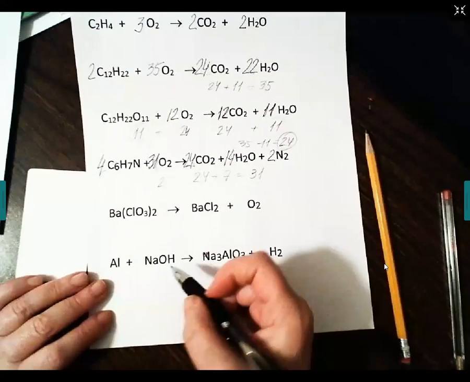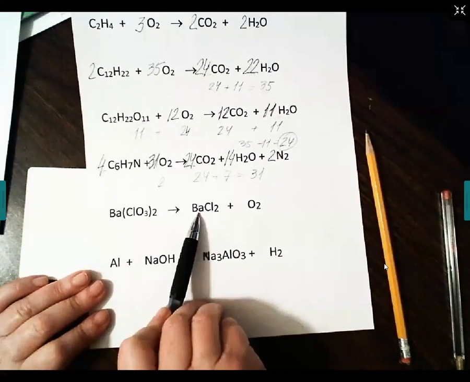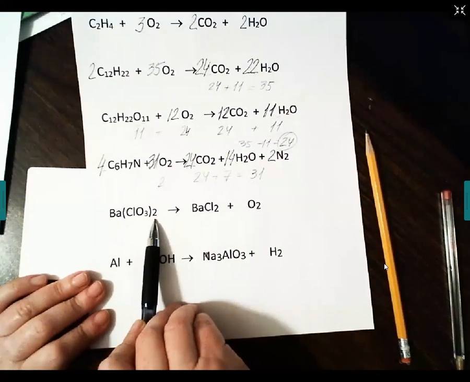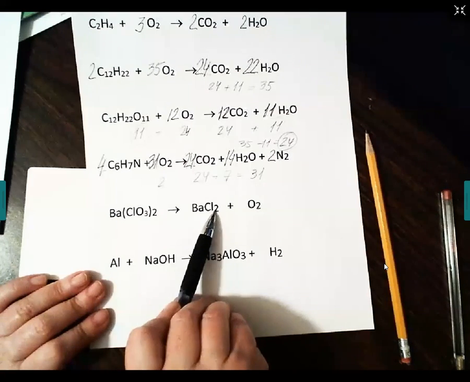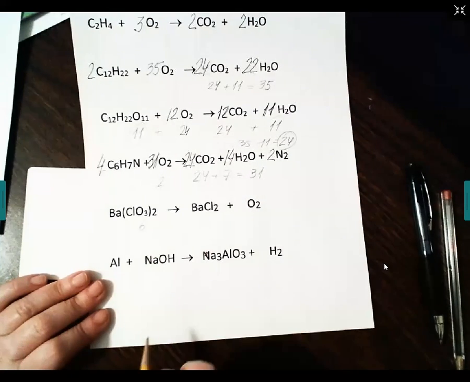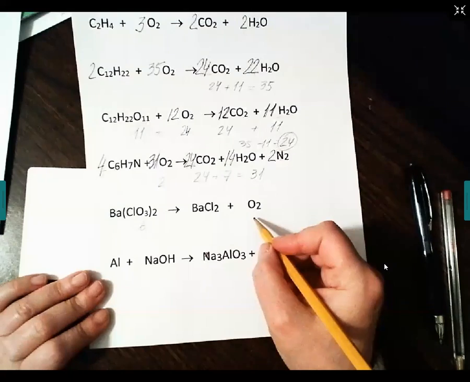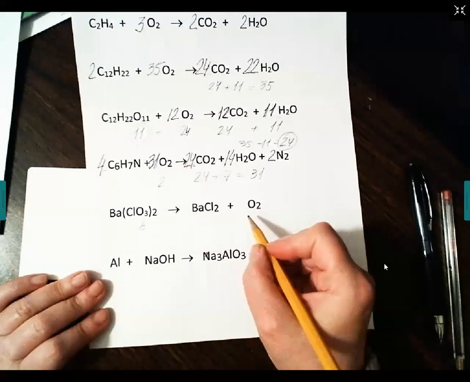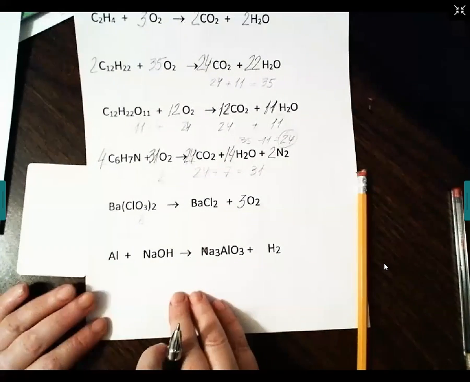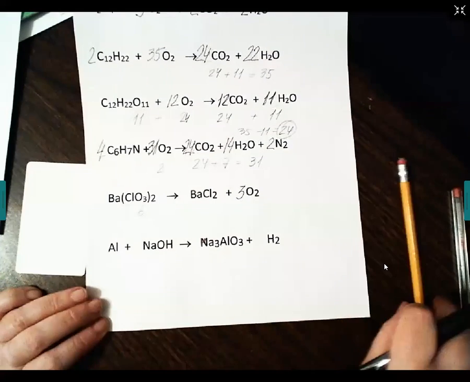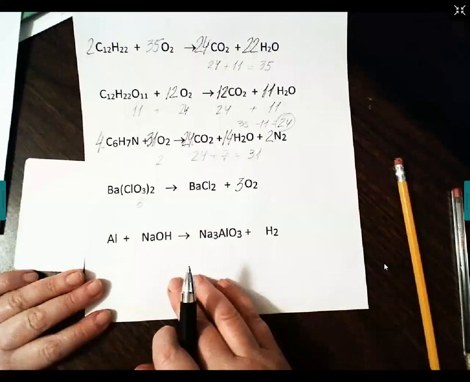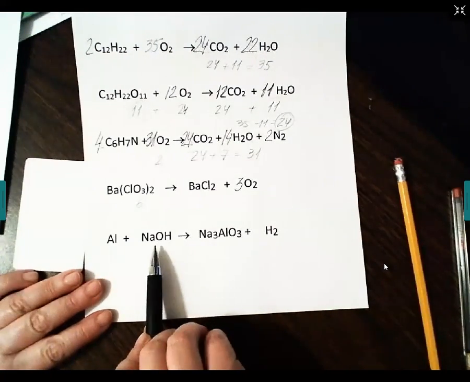Next reaction. 1 barium, 1 barium, balanced. 2 chlorine atoms, 2 chlorine atoms, balanced. Oxygen, we've got 6 on the left side and just 2 on the right side, but we can easily balance it by putting coefficient 3 in front of oxygen. Now it is balanced. And final reaction, aluminum and sodium hydroxide.